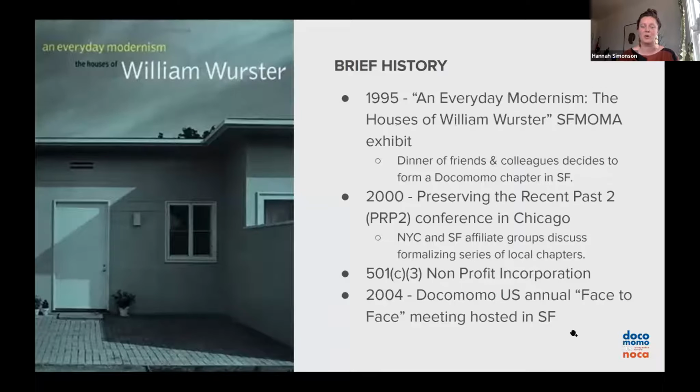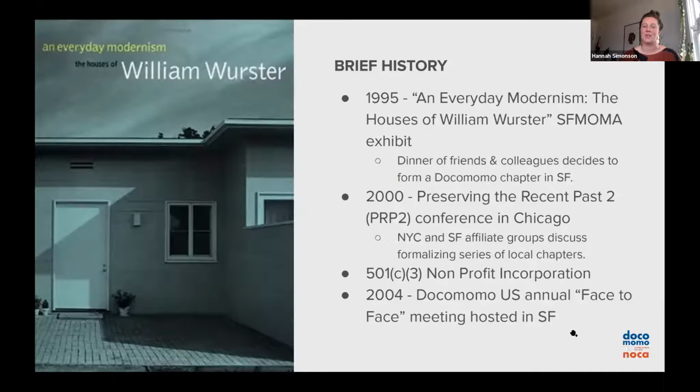I think Docomomo Northern California, or NOCA as we call ourselves, is one of the oldest official chapters of Docomomo US. I had a chance to talk to Chandler McCoy a few weeks ago, who was one of our founding members. I've only been involved in the chapter for a couple years, so I wasn't around when our chapter was founded, so I got a little bit of history from him, which was fun.